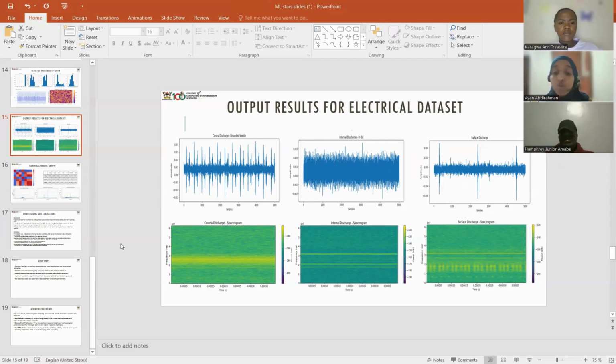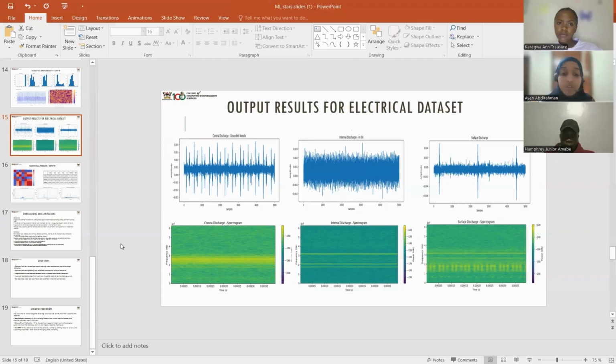The surface discharge also has higher sparks in repetitive forms, but not as repetitive as that of the corona, and it's not as smooth as that of the internal discharge, but it has fewer sparks compared to the other two discharges, so it has lower frequency.